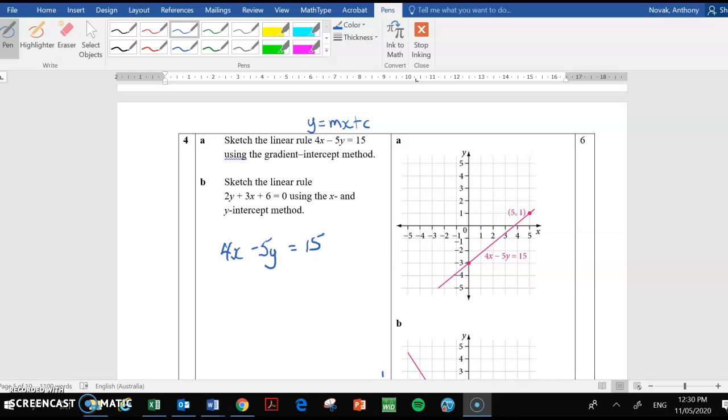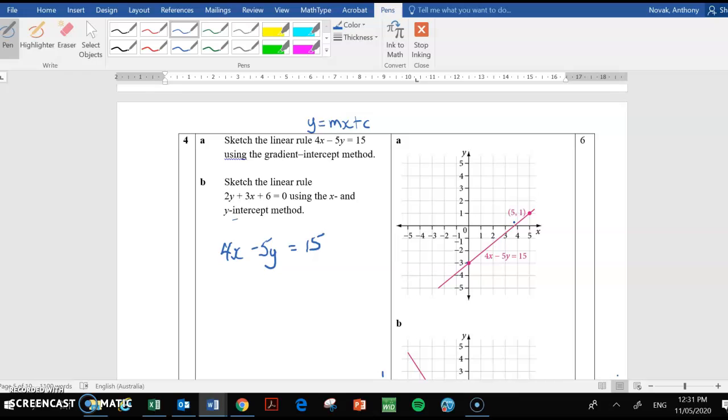Okay, a student asked me to have a look at question 4a, and we have a linear rule in the form of ax plus by equals c, which is usually done by the x and y intercept method. However, they've asked you to do a gradient intercept method, and I think I understand why, because where it cuts the x-axis is really hard to figure out.